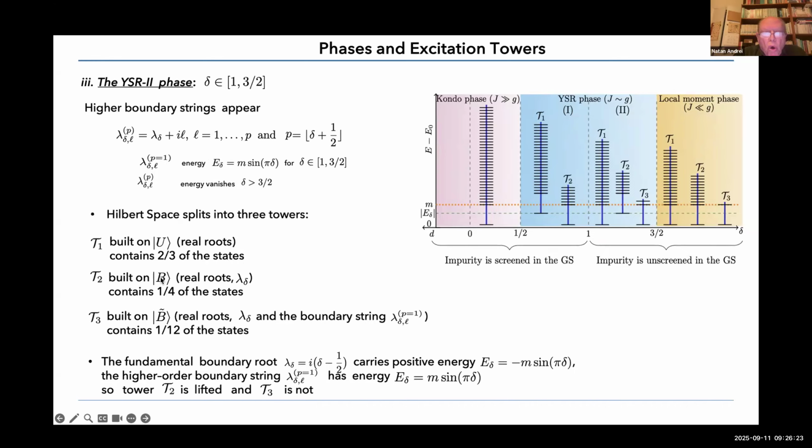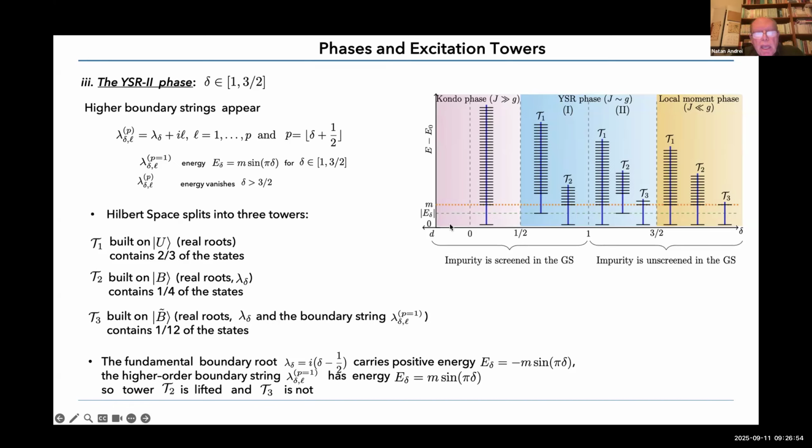T2 is built on B, where the real root is filled. It contains a quarter. And then T3 is built on P twiddle, where I fill the fundamental bound state and the higher boundary strings, namely lambda of P equals to 1. It's this tower, and the positions of the tower change.